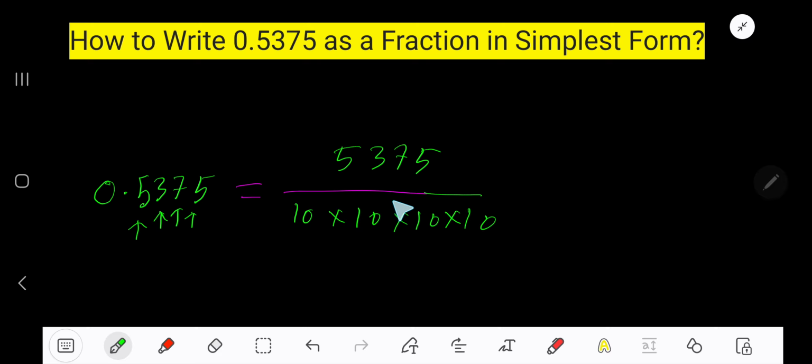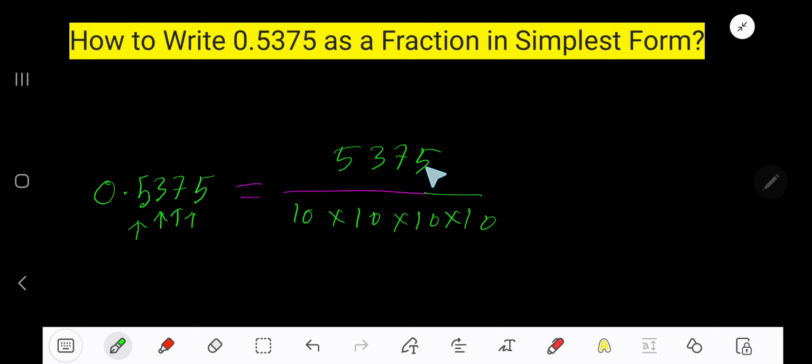Okay, now we need to reduce or simplify this fraction. How to do that? To simplify this fraction, we need to divide the numerator and denominator by the greatest common factor, if we want to simplify it in one step. But if you want to simplify this fraction in multiple steps, then you need to divide the numerator and denominator by a common factor.